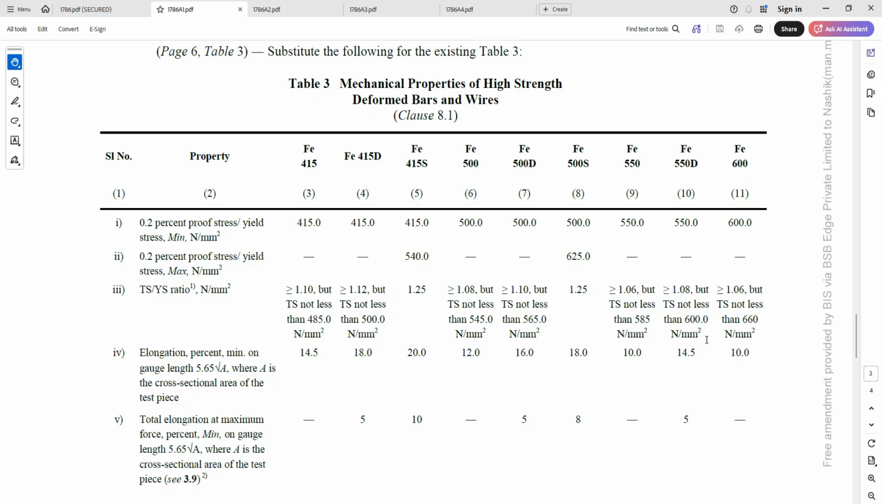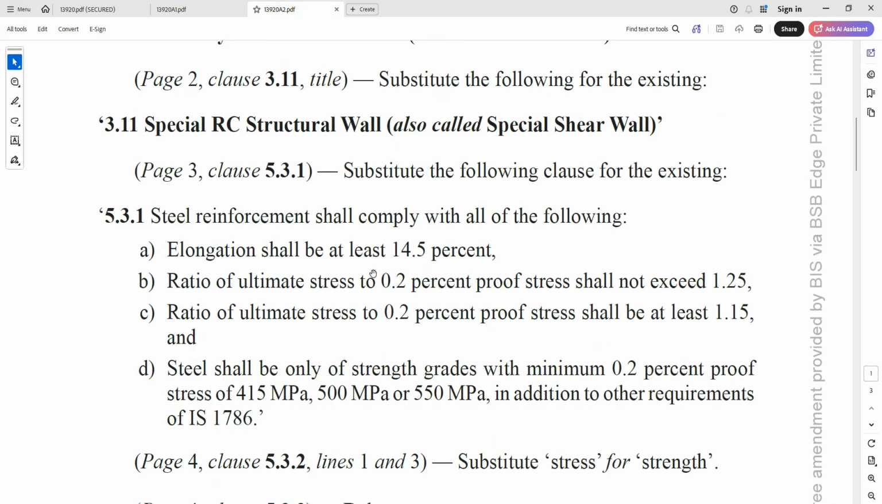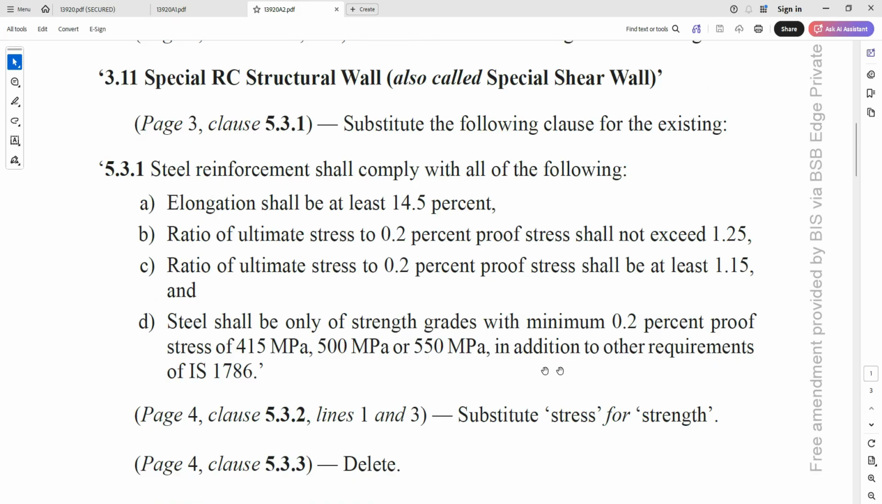Fe550D, it is mentioned that the total elongation at maximum force, percent, minimum on gauge length of 5.65 under root A, is 5% here for 550D. But how far is it relevant to us? If you look at the 13920 amendment, there is no such condition mentioned in the 13920 seismic code, the ductile code. So this is not compulsory.